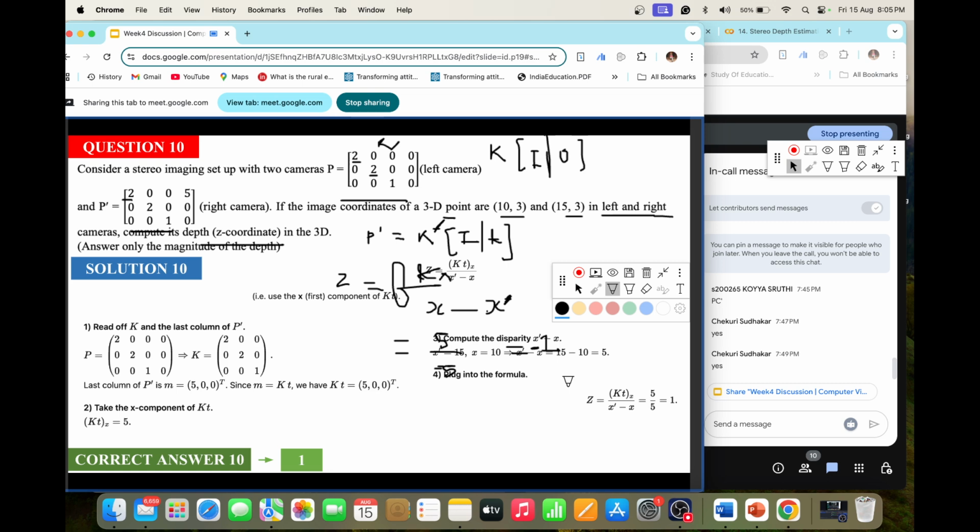It is very easy. It will be x dash minus x, or x minus x dash. So 5 by minus 5 or 5 by 5, it will be 1 or minus 1. So 1 is the correct answer, because depth is a type of distance, so it will always be positive. So your answer will be 1.